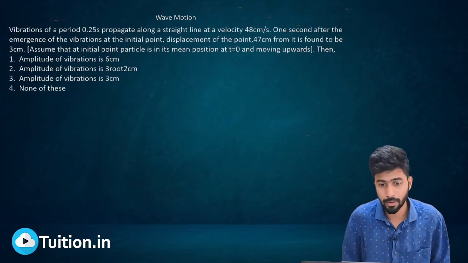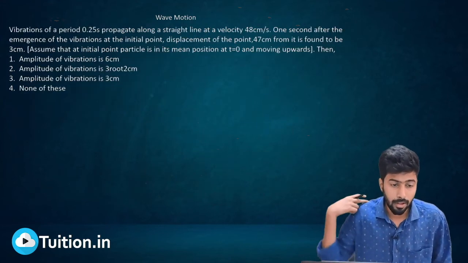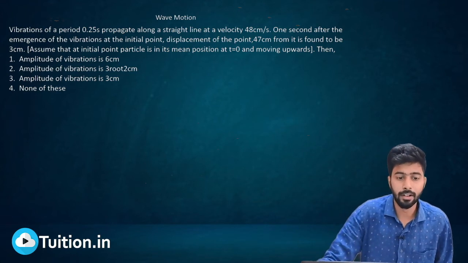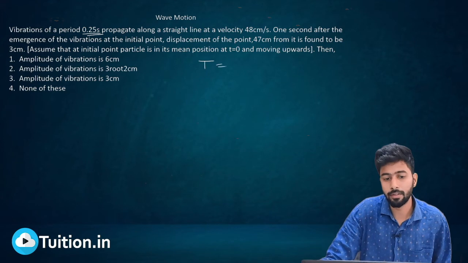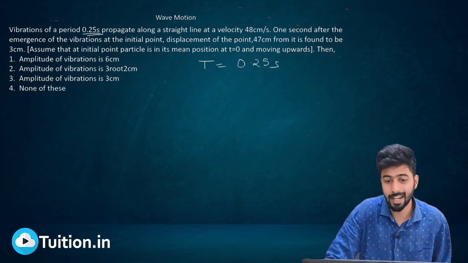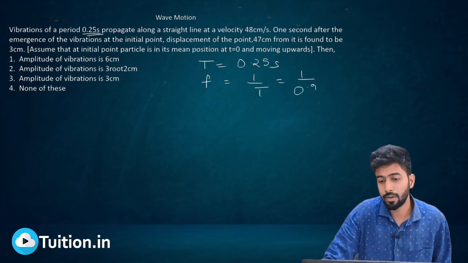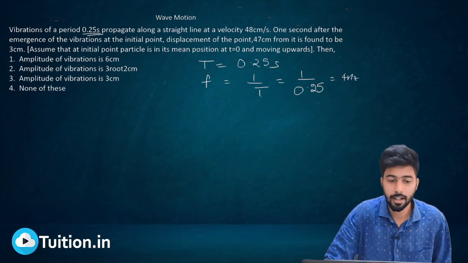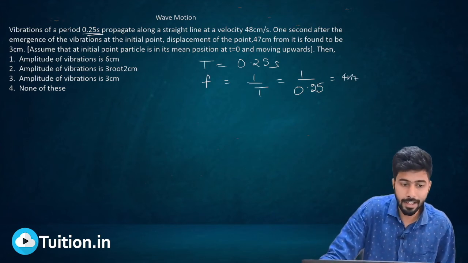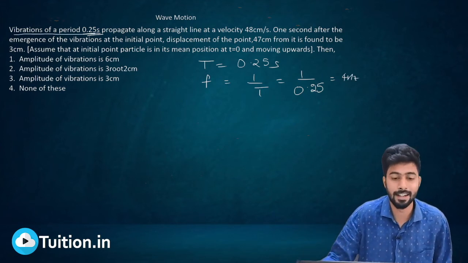Let's move on to the next problem now. Vibrations of a period 0.25 seconds. So the time period of vibrations is given, 0.25 second. That means immediately the frequency is given because it's 1 by T. So 1 by 0.25, so it's 100 by 25, which is 4 hertz, right? So all of this data is given right away in the first few words of a sentence, right?